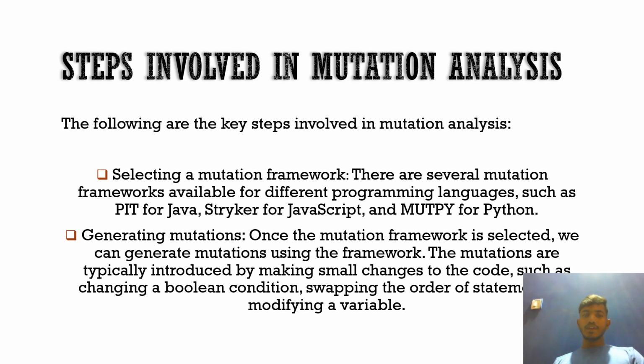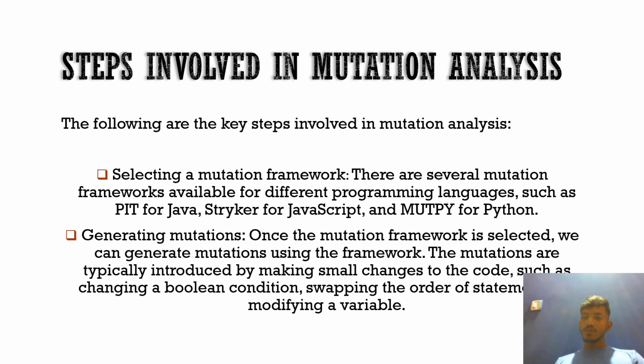Steps involved in mutation analysis. The following are the key steps involved in mutation analysis. One is selecting a mutation framework. There are several mutation frameworks available for different languages, such as PIT for Java, and others for JavaScript and Python, etc. So we have to select a framework. The second step is generating mutations: how to generate mutations in JavaScript or Python.